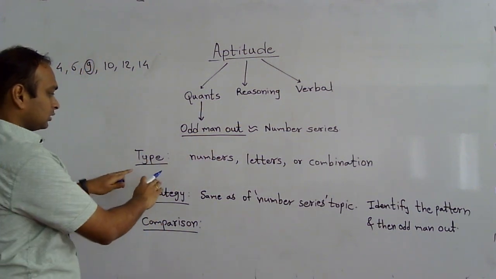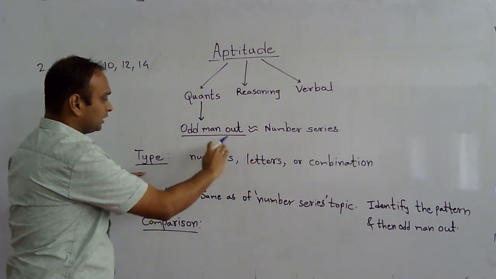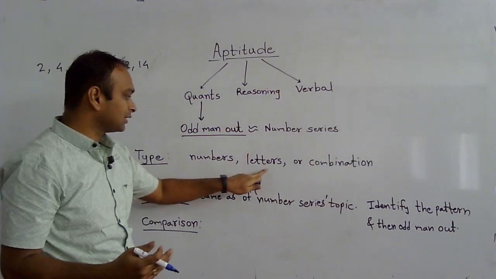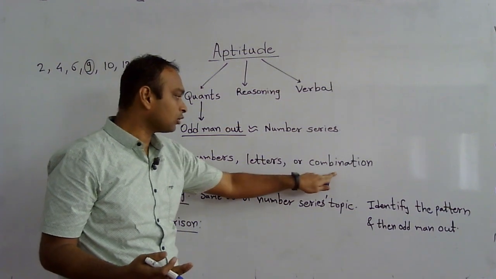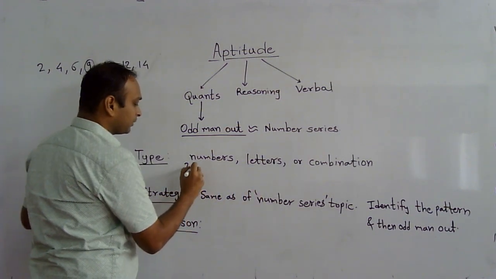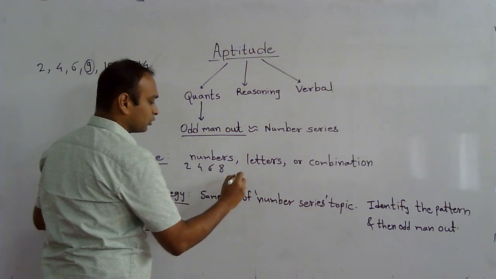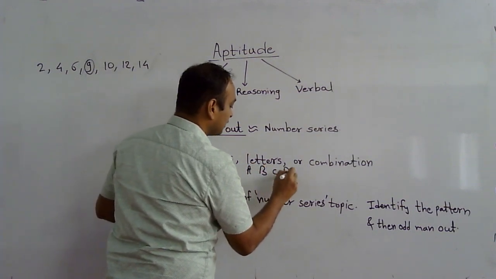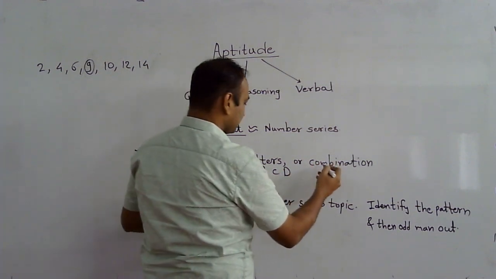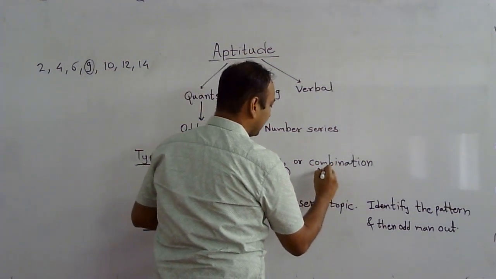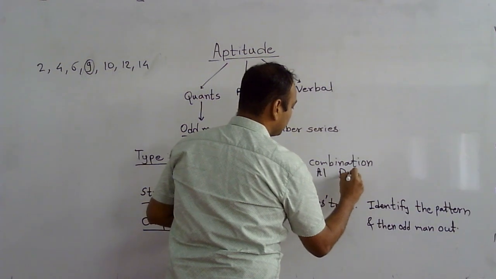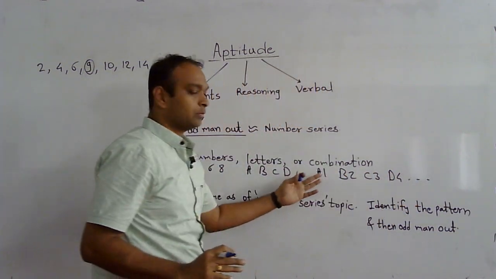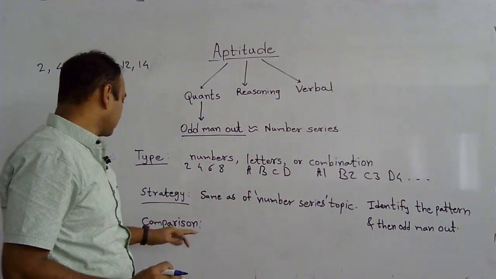Now, talking about the types of odd man out series, there could be number series, letter series, or a combination. In case of numbers, we may have 2, 4, 6, 8, and so on. In case of letters, we may have A, B, C, D. In case of a combination, it may be A1, B2, C3, D4, and so on, a combination of letters and numbers.